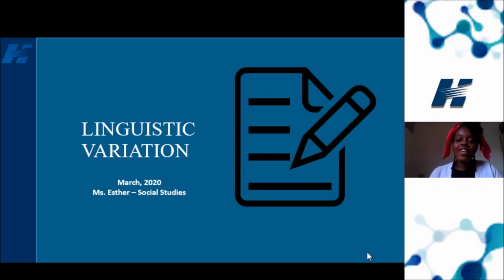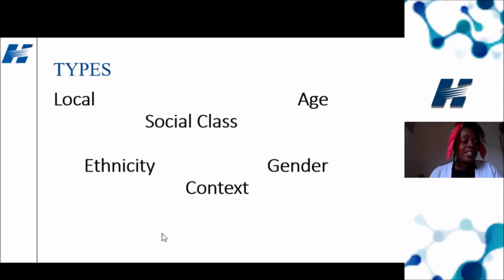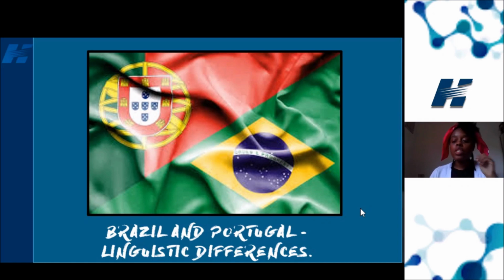Okay, we also learned that the language can vary according to the location we live, according to our age, according to our social class, according to our gender, according to the context we are in, and according to our ethnicity. Today, we're gonna focus on the location we are. More specifically, we're gonna talk about the linguistic differences between Brazil and Portugal, okay?